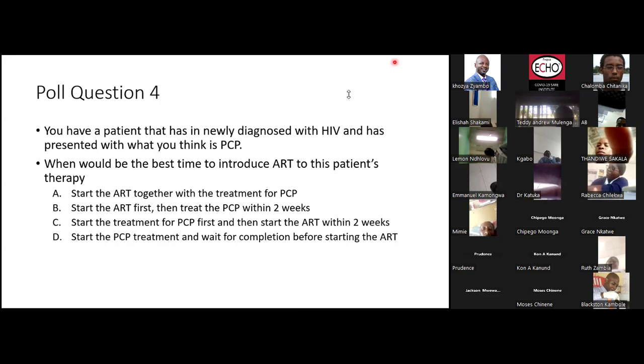You have a patient that has been newly diagnosed with HIV and has presented with what you think is PCP. When would be the best time to introduce ART to this patient's therapy?